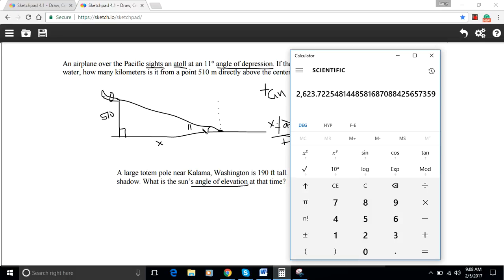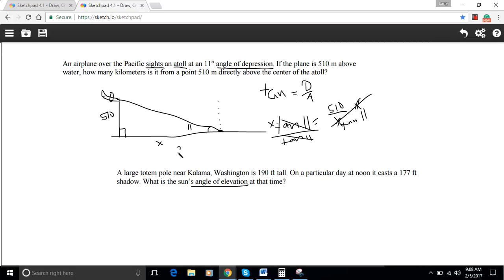I didn't draw this exactly to scale. I think this angle here is probably a little bigger than 11 degrees, so this side would probably stretch out even longer than it's drawn here. So this seems reasonable to me. So this is going to be 2,624 meters.